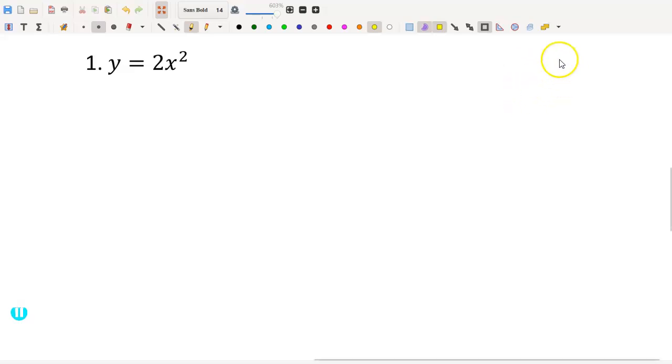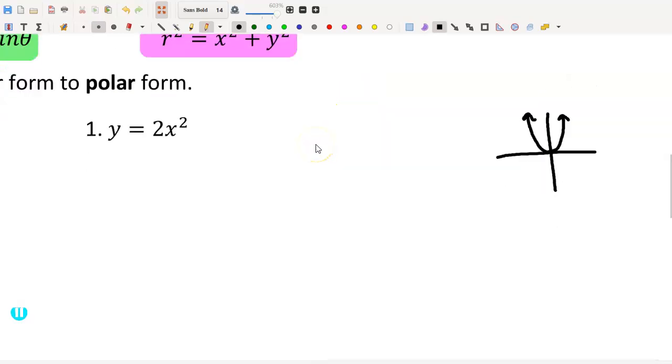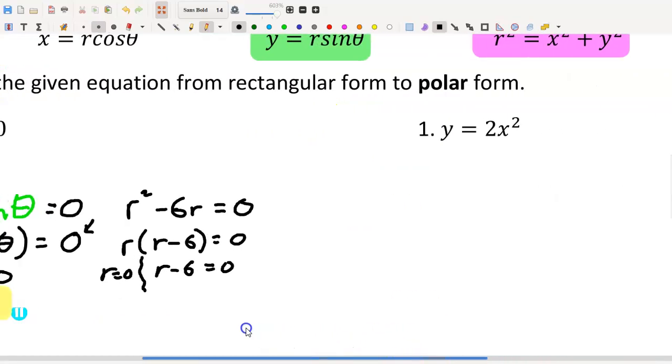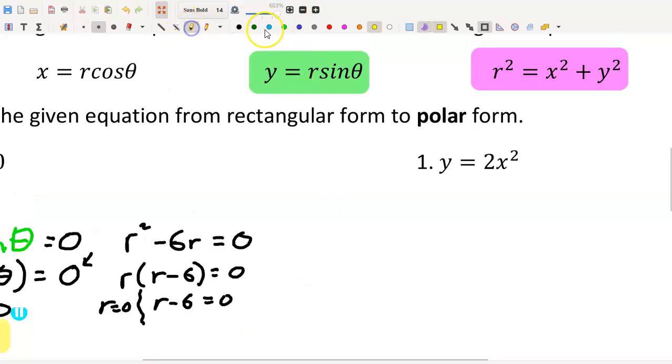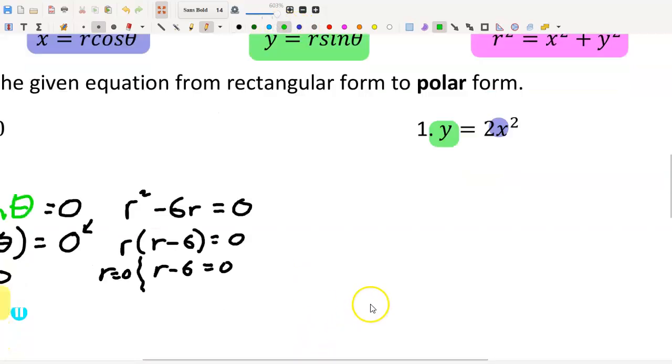All right, so ordinarily, not ordinarily, always, this is a parabola, like that. So how do we write that in polar? So same idea, right? We have things to substitute. We have y right there, and then we have an x right there. So we can substitute those two and see what we get. So go ahead and do that.